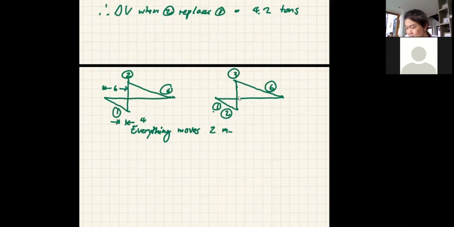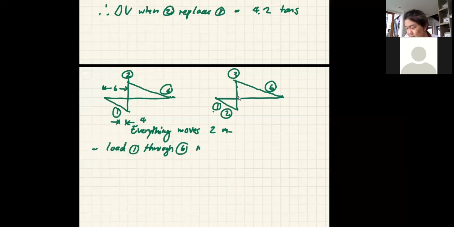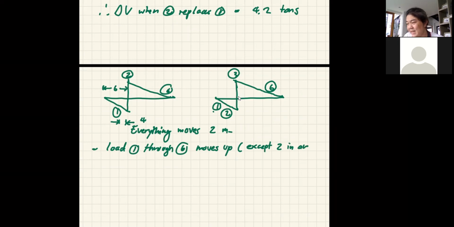Load number 1 through number 6. Everybody moves up except 2 that is in the air. I keep mispronouncing this word, right? Okay, so this will be easier.